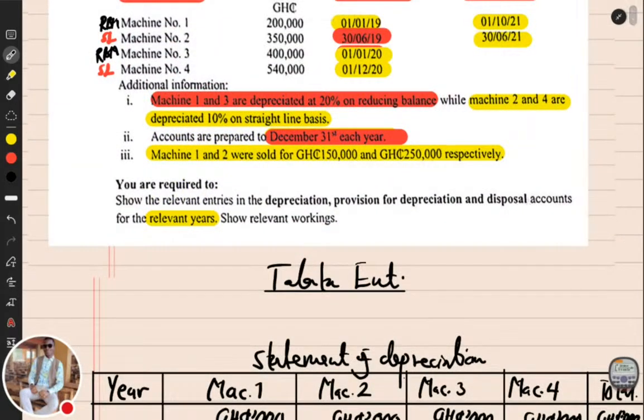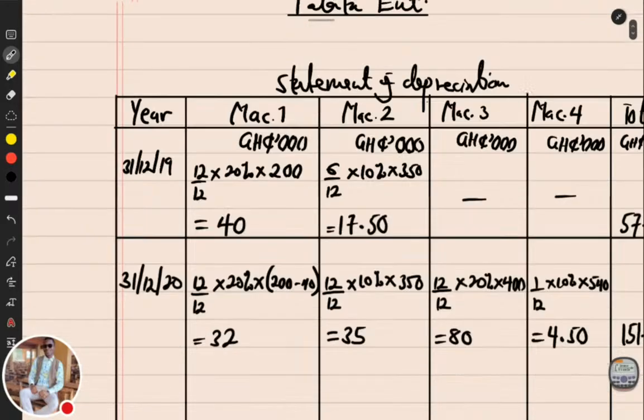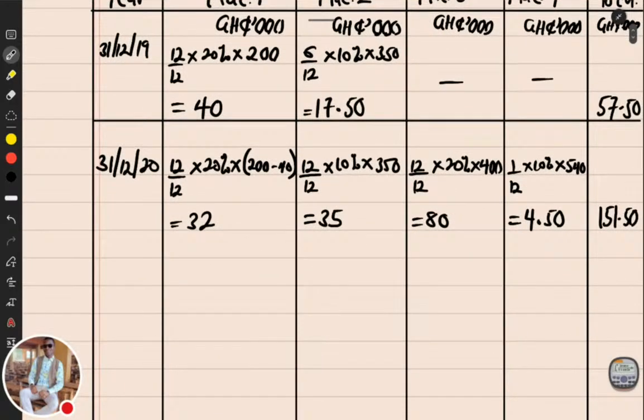That will be the years that we will have. So we calculate from 2019, 2020 to 2021 because I think that was the latest year that we sold some of the machines. And aside from that, there wasn't any other information given aside from the year 2021. So we don't go any further to do any calculation for depreciation. So we'll have here 31st December 2021. We do the same calculation and we are good to go.